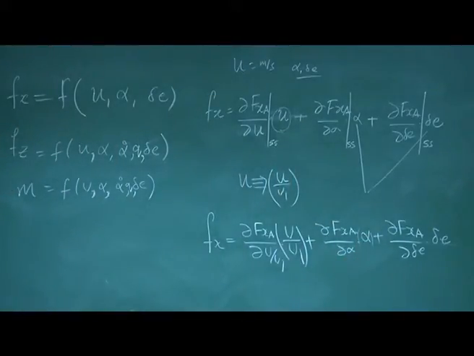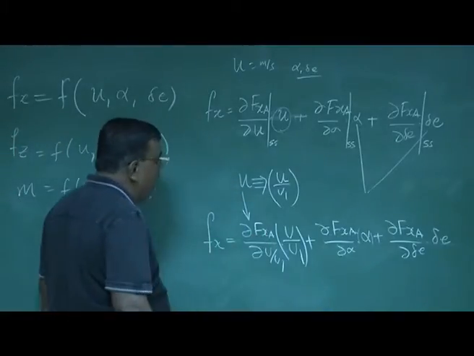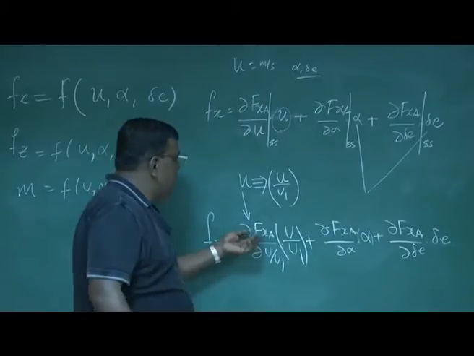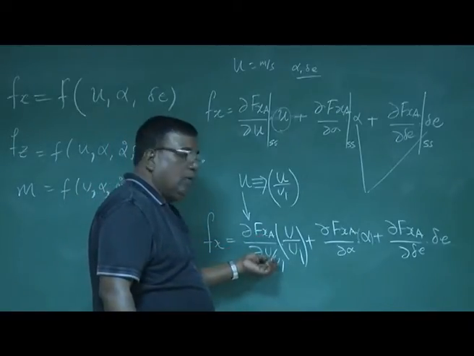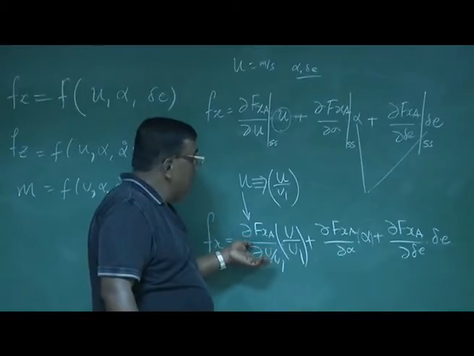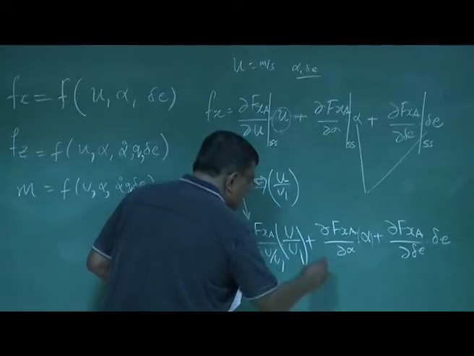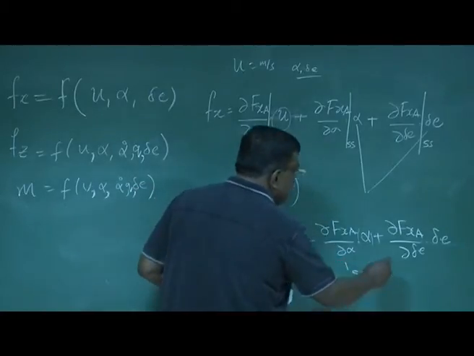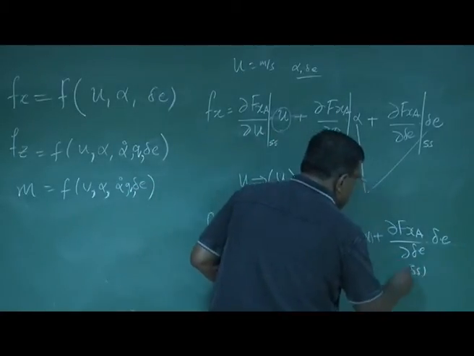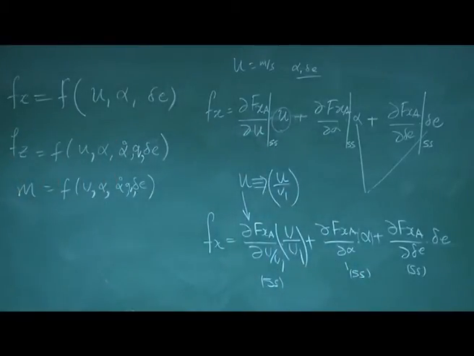Let us again come back to this. What is the meaning of this term dFxa by d(u by u1)? This is the partial derivative evaluated where? Evaluated at steady state. This is also evaluated at steady state. You will see what is the meaning of this once we try to develop an expression to calculate dFxa by d(u by u1).